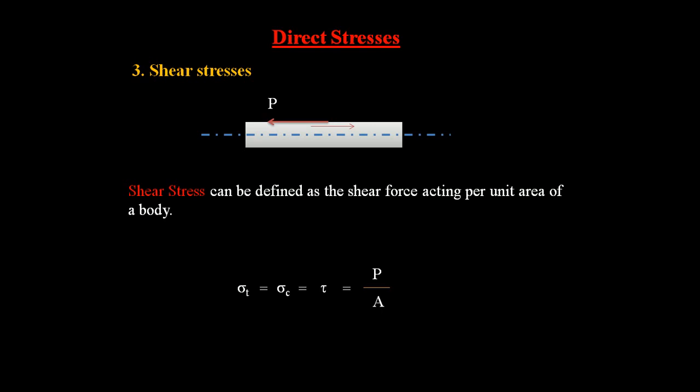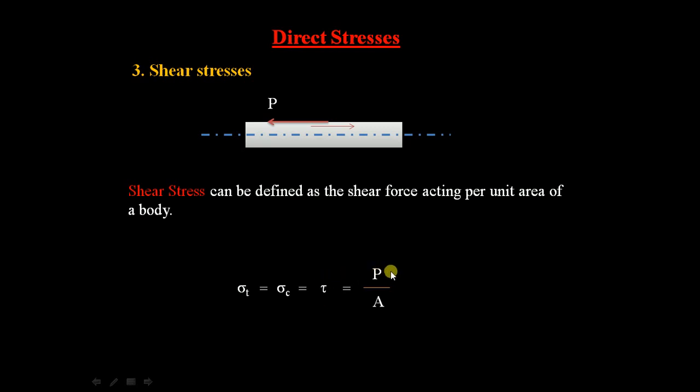If you are considering tensile stress, we need to consider the tensile force by area. If you are considering compressive stress, we need to consider the ratio between compressive force to area. And shear stress means shear force by area. These are the symbols we can use for representing tensile stress, compressive stress, and shear stress. Sigma T is for tensile stress, sigma C is for compressive stress, and tau is for shear stress.